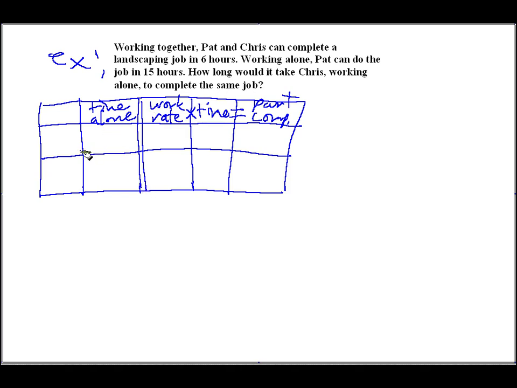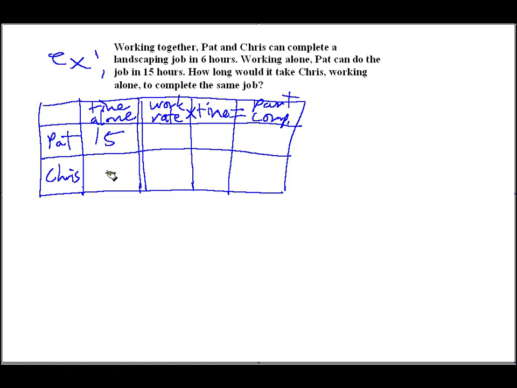What parties are at work? Pat and Chris in this case. Let's fill out one column at a time. Anything we don't know, introduce a variable. How long does Pat take to do a job all by himself? It says, working alone, Pat can do the job in 15 hours. So look for that information in the word problem. You may have to read the word problem more than once, but take your time. So Pat will take 15 hours to get this job done if he worked by himself.